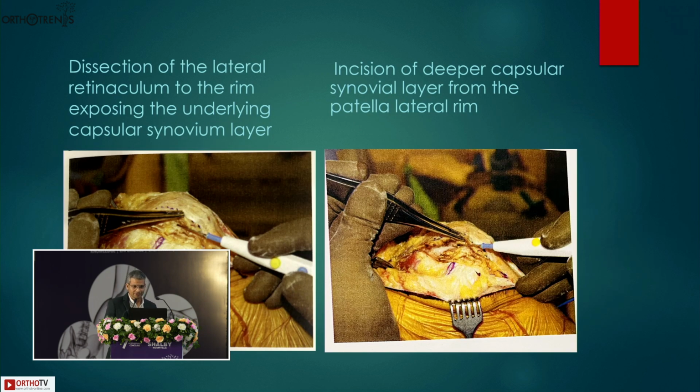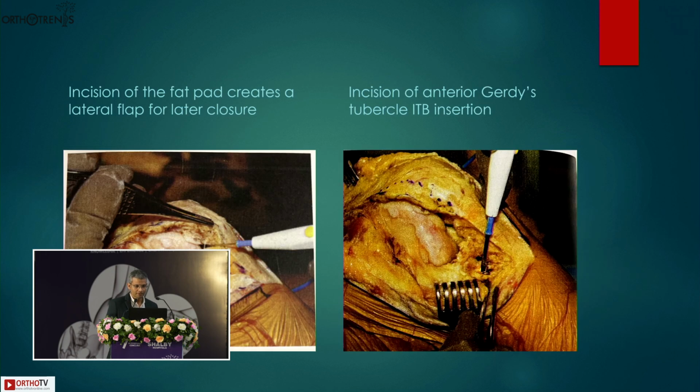So you can see the dissection of the lateral retinaculum to the rim, exposing the underlying synovial layer, and the second incision is just lateral to the lateral patellar border. Then incise the fat pad. Do not excise the fat pad because it will help you in further closure after this surgery. Then there is an incision of the anterior Gerdy's tubercle to elevate the ITB insertion.